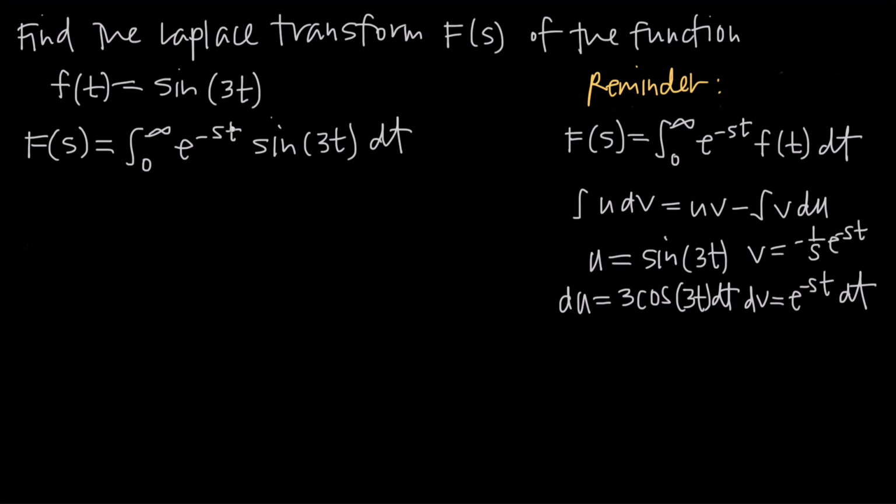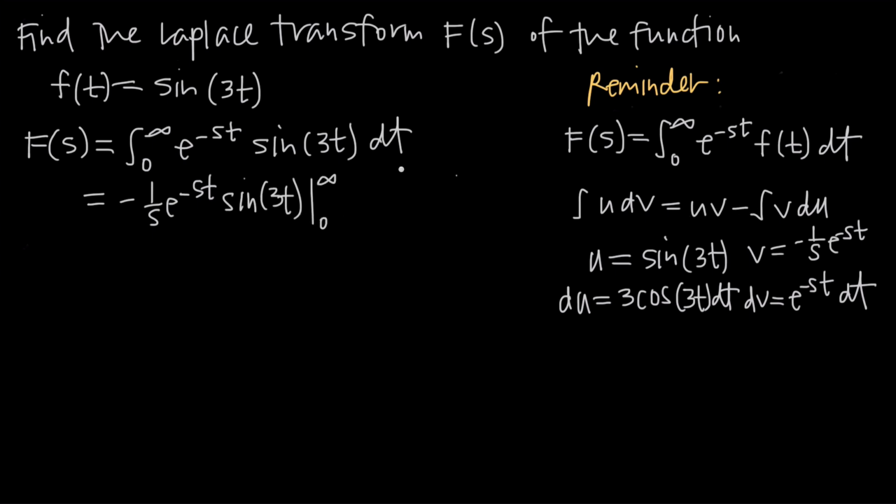Now when we replace this integral with the right-hand side of our integration by parts formula, this is going to be equal to u times v. So we multiply u and v, and that's going to give us negative 1 over s e to the negative st sine of 3t. And we're going to be evaluating that over the interval 0 to infinity.